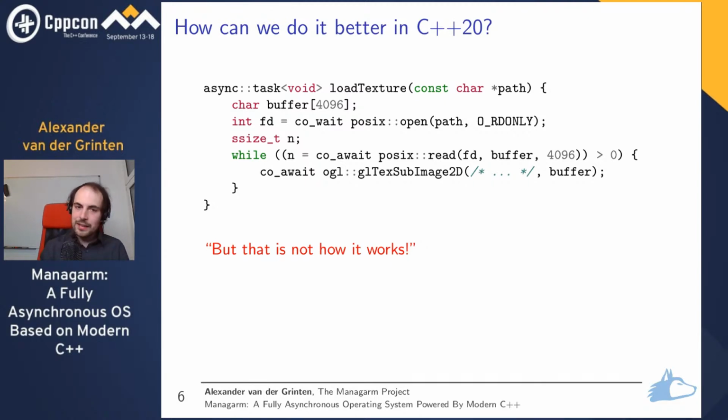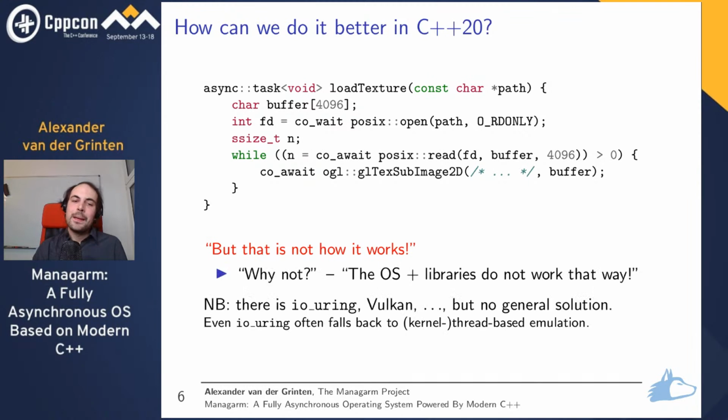But now, some of you might claim, hey, that just doesn't work that way, right? These abstractions don't exist. The POSIX functions do not support asynchronous behavior. OpenGL does not support asynchronous behavior. So it's not that easy. But why is it not that easy? Because the infrastructure is not there, but we can try to build this infrastructure.